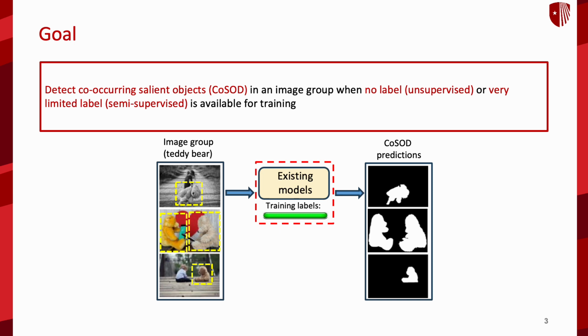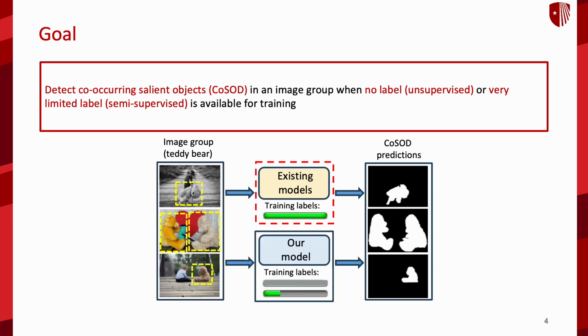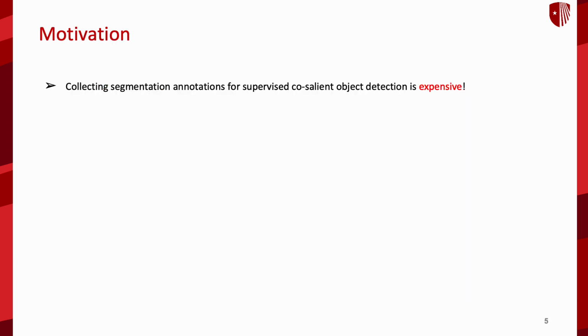A majority of the existing models for CoSOD are fully supervised, that is, they use segmentation annotations as labels for training their models. This annotation requirement is a drawback for these models. In this work, we solve CoSOD when no labeled data or significantly less labeled data in terms of segmentation annotations is available for training. There are two main drawbacks of existing models which we address in our work.